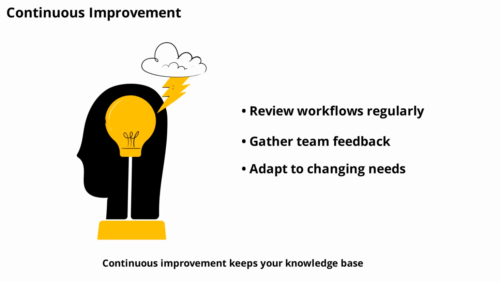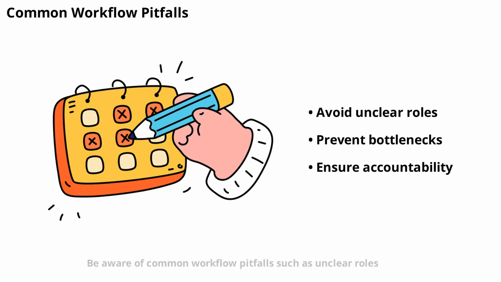Continuous improvement keeps your knowledge base agile and responsive to changing needs. Be aware of common workflow pitfalls, such as unclear roles, bottlenecks, or lack of accountability. Address these issues by documenting processes, assigning clear responsibilities, and using automation where possible. Proactive management prevents small issues from becoming major obstacles.